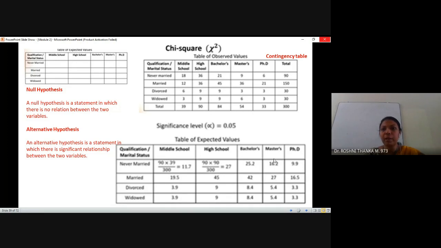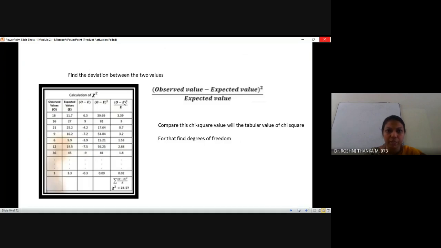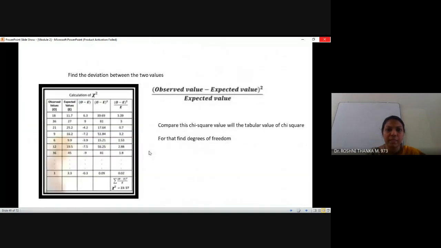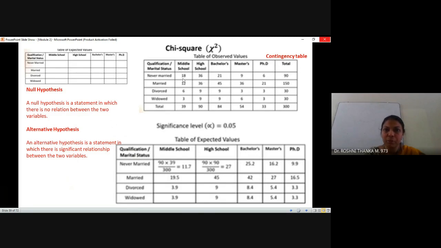After finding the values, we have to find the total summation. Then we apply the formula for finding chi-square. The chi-square formula is the observed value minus the expected value, the whole square, divided by the expected value. So we first find the difference between the observed value and the expected value for each and every value. First, for middle school and never married, the observed value is 18 and the expected value is 11.7. Between these two values we have to apply it. Then between 36 and 27, then 21 and 25.2, then 6 and 16.2, we have to apply it.